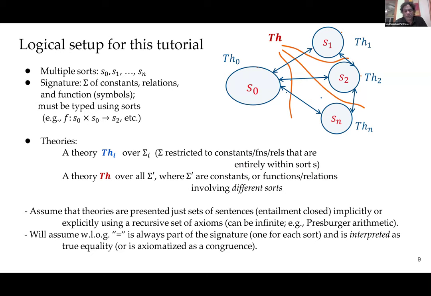A theory is just an entailment closed set of sentences, and we will assume it's recursive. For all practical purposes, we'll assume there's a recursive set of axioms such that the entailment closure of those axioms is your theory. So, for example, Presburger arithmetic is a theory, and uninterpreted functions, or the theory of equality, is also a theory. We'll also, without loss of generality, assume equality is always present. Equality is interpreted the usual way as true equality, or you can axiomatize it as a congruence in this setting.